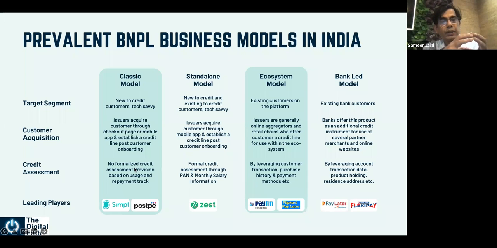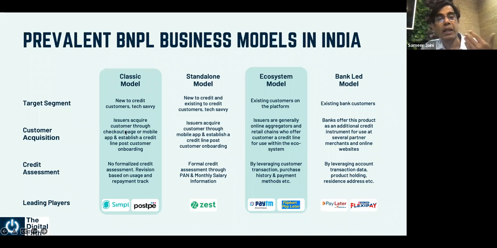Yeah. Okay. So let's move to the 4 models which we see today. A classical model is like Simpl or postpay. Let's say Simpl is a classical example. They have been there for the past 6-7 years doing it, and Nitya has done a fabulous job of it. But it's built for largely a new to credit customer or a convenience customer. I would not say always new to credit, but it's largely a convenience play there. But of course, new to credit can also come on top of that.